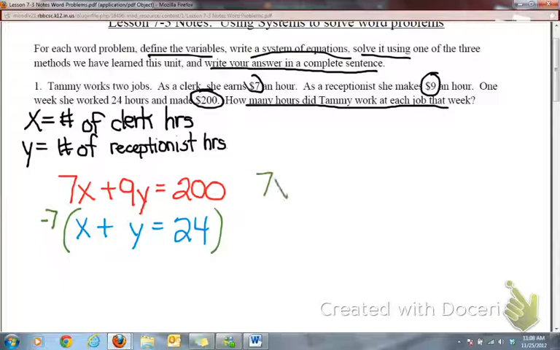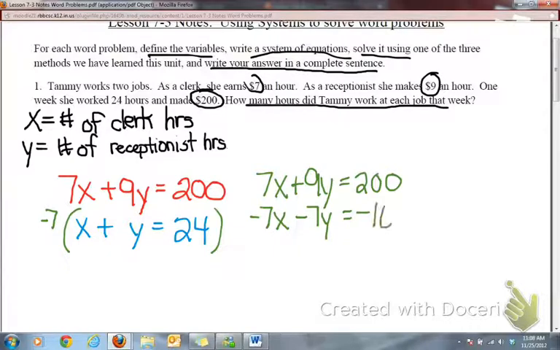I have the first equation that doesn't change, 7x plus 9y equals 200. But the second equation is going to become -7x minus 7y equals 24 times 7. Where's my calculator? 168 maybe? 24 times 7. Yeah, 168, but -168 because it was -7.